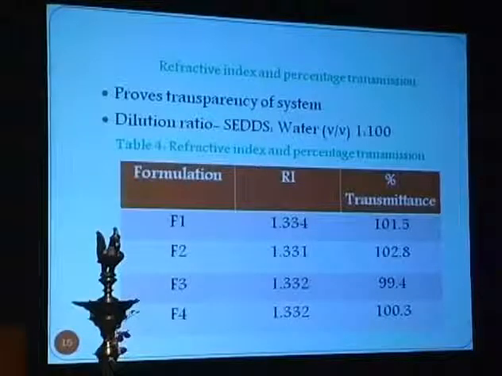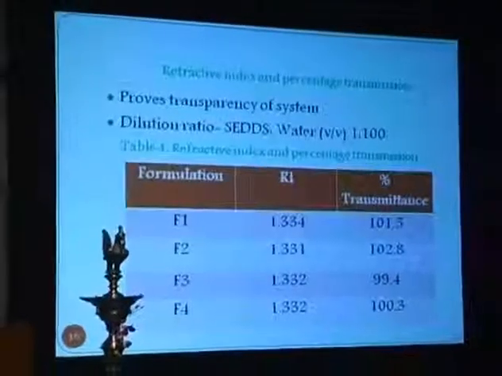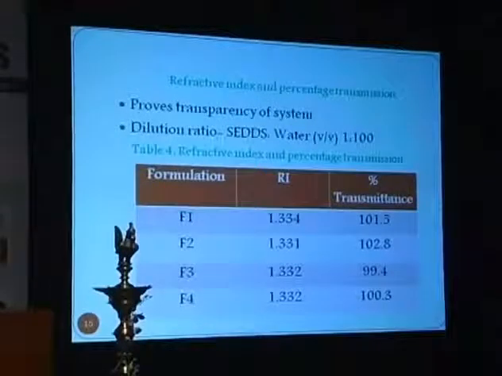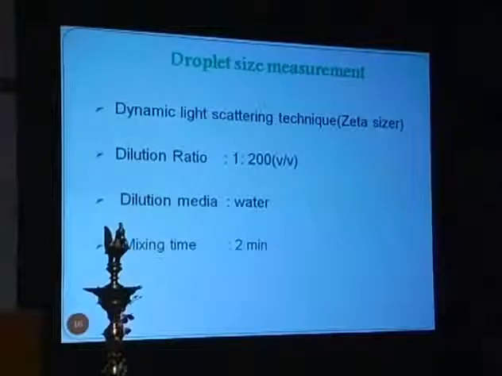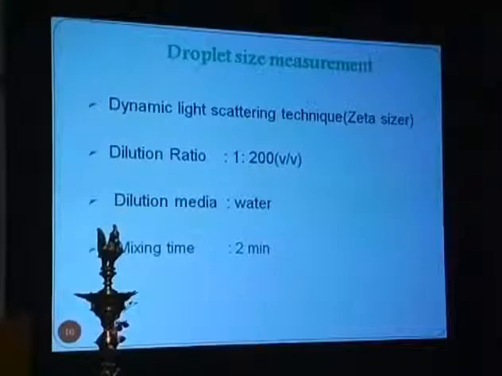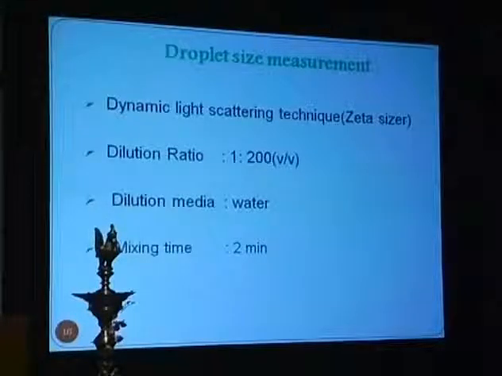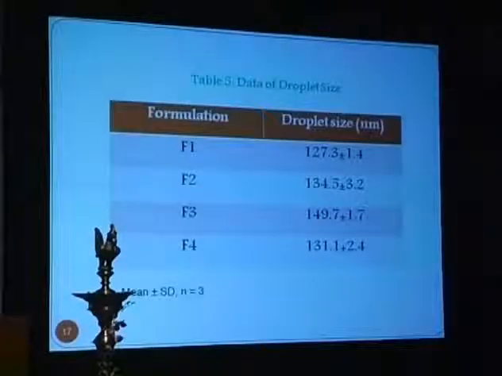The formulations were diluted with water and the percentage transmittance was more than 99%, in the range of 99 to 102.8, indicating transparency of the diluted systems. Next is the droplet size measurement, which is done by Zetasizer after dilution in 1:200 ratio and mixing for 2 minutes. The droplet sizes were in the range of 127 to 149 nanometers. Usually microemulsions will be in the range of 100 to 250 nanometers. So these were self-emulsifying, measured using the Zetasizer. So this is the data and these are the graphs.